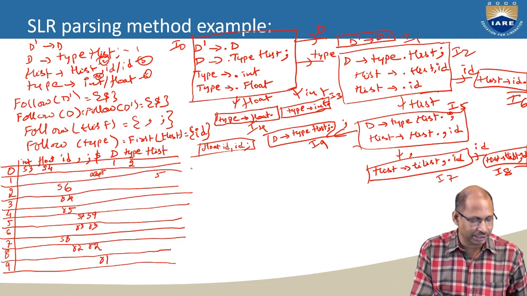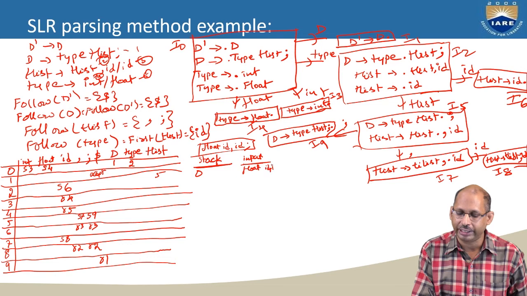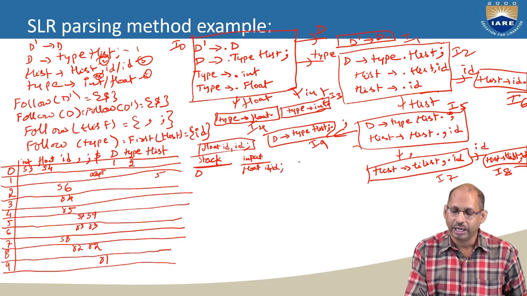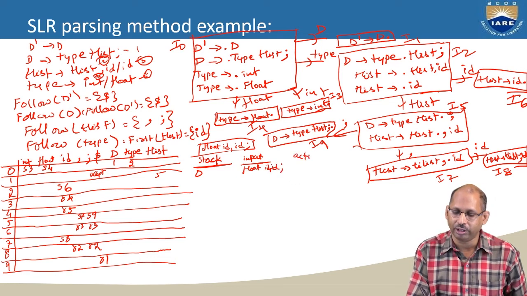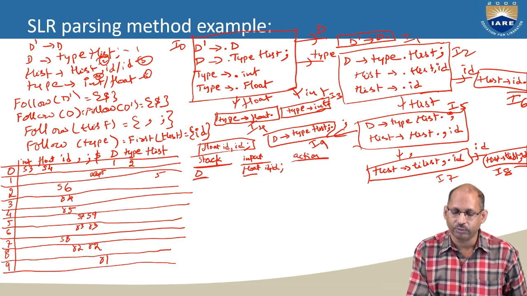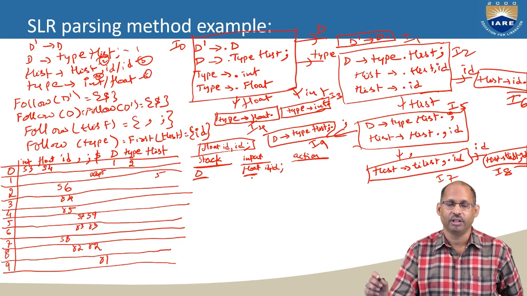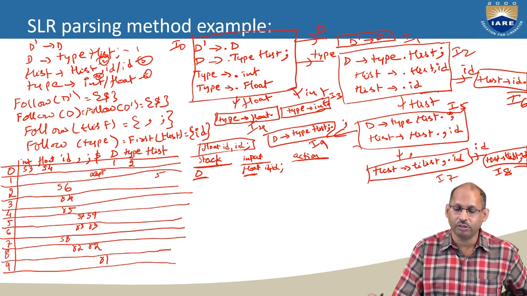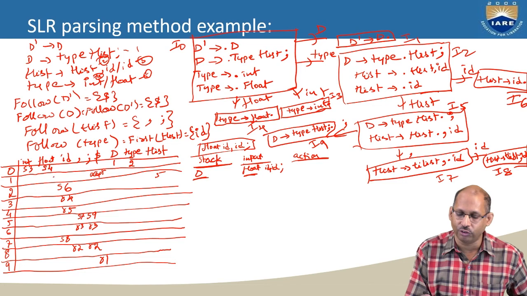So initially the stack has 0, and the input we have is float id comma id semicolon. Here in the action part, what do we have for 0 and float? We have S4.